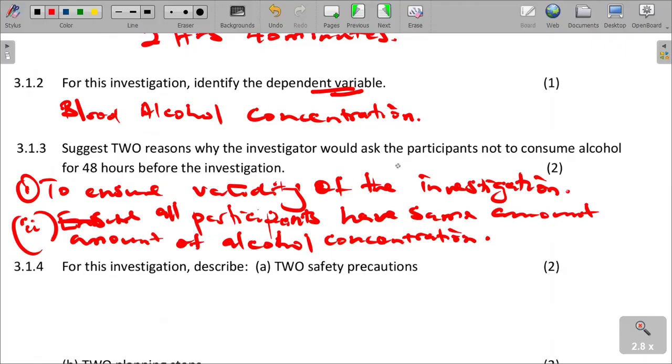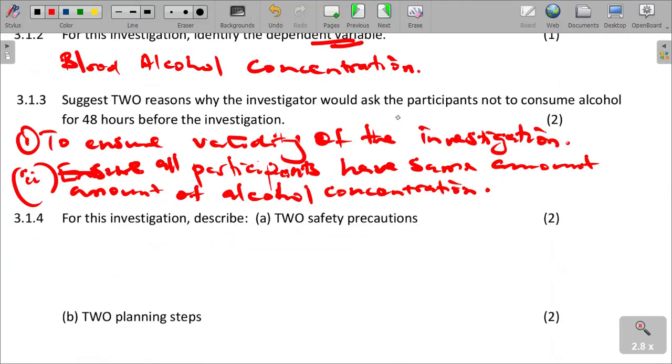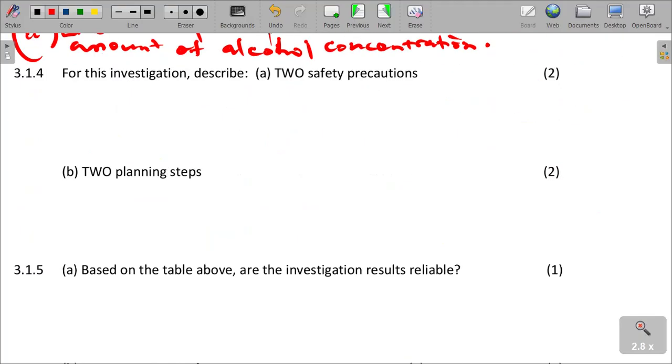He's giving enough time for alcohol concentration to go back to normal, to zero. Allow the blood concentration of alcohol to go back to zero. It can also be a possible reason why he's giving 48 hours, to allow alcohol concentration to go back to zero.